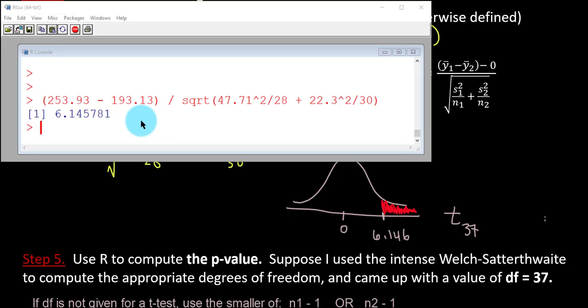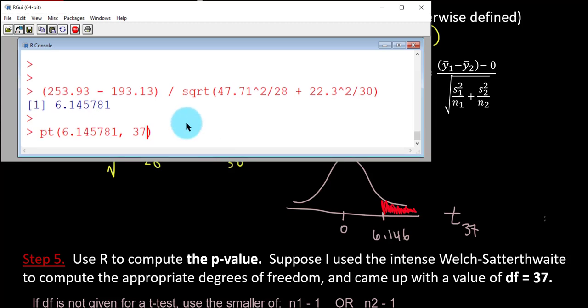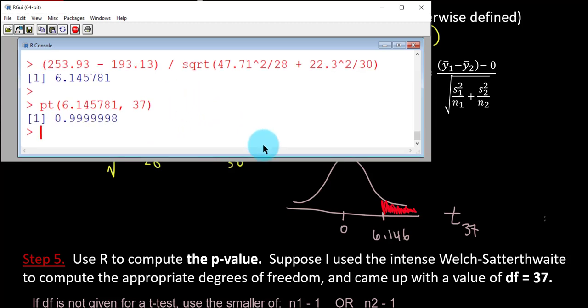Now let's go to R to determine this p-value. Because we want area or probability in the t-distribution, we want to use the pt function. Our t-value is 6.1457. I'm going to just type all of it because it's all right there. Our degrees of freedom was 37. Now I'm going to do the wrong thing here, and I want you to tell me what is wrong with what I've entered. What is wrong with that?